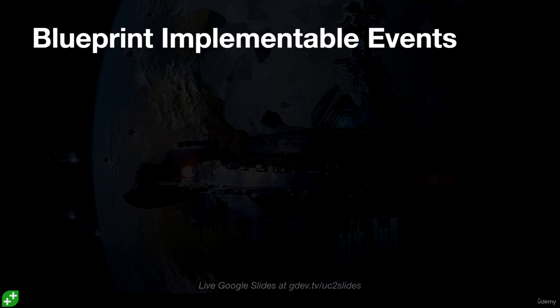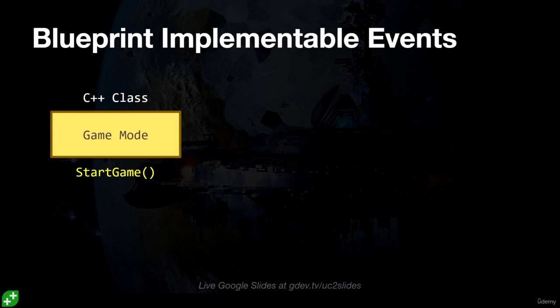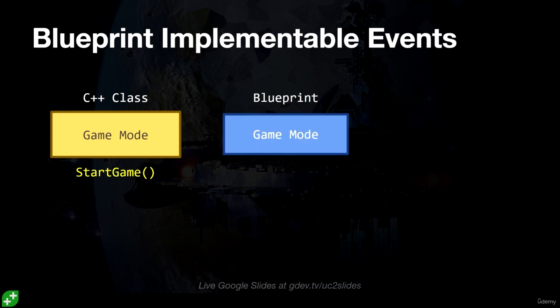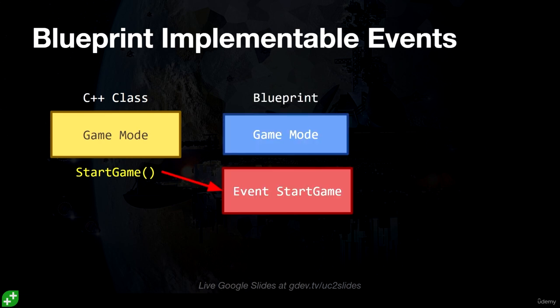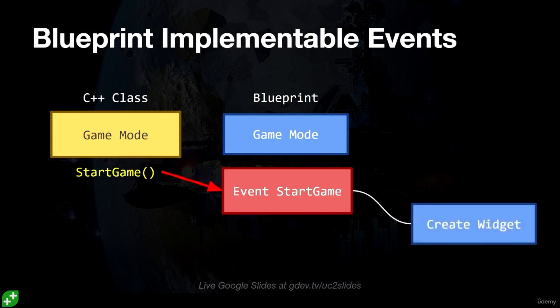Now this is going to involve Blueprint implementable events. A Blueprint implementable event is a C++ function that we can call from C++, but we actually implement the functionality on the Blueprint side. So we may have our C++ class, such as the game mode, and we can have a function marked as a Blueprint implementable event, and then we can implement that behavior in Blueprints. So when we call the C++ function marked as a Blueprint implementable event, then the event in the Blueprint will be fired off, and any Blueprint logic that we connect to that event in the Blueprint will be called.